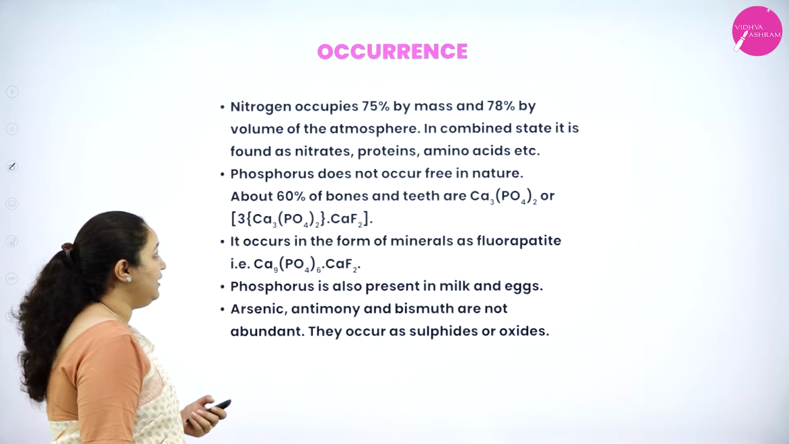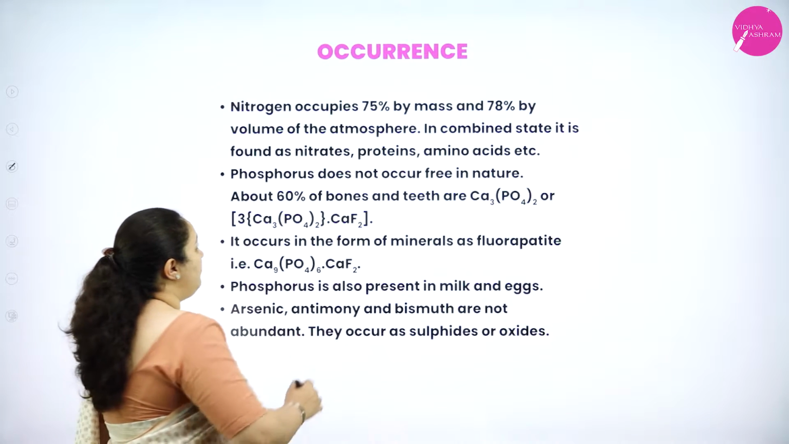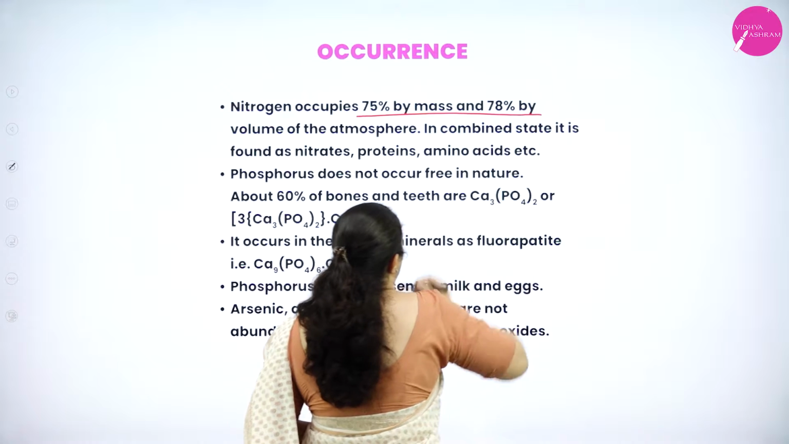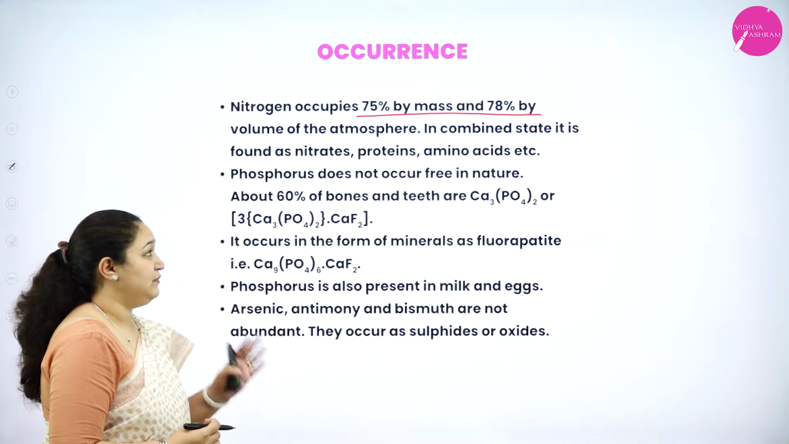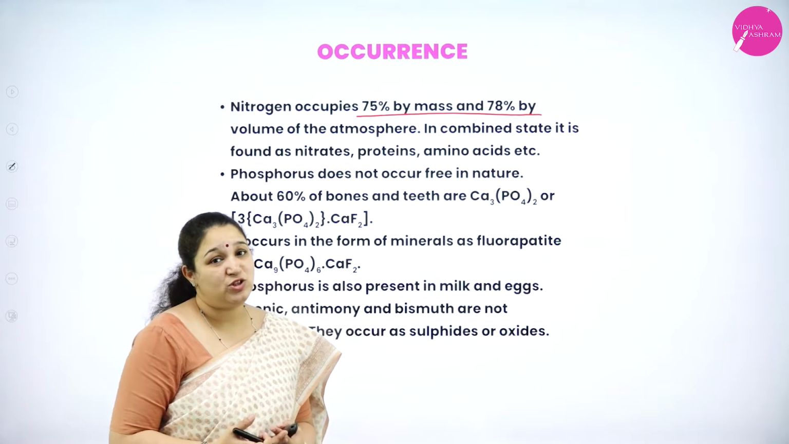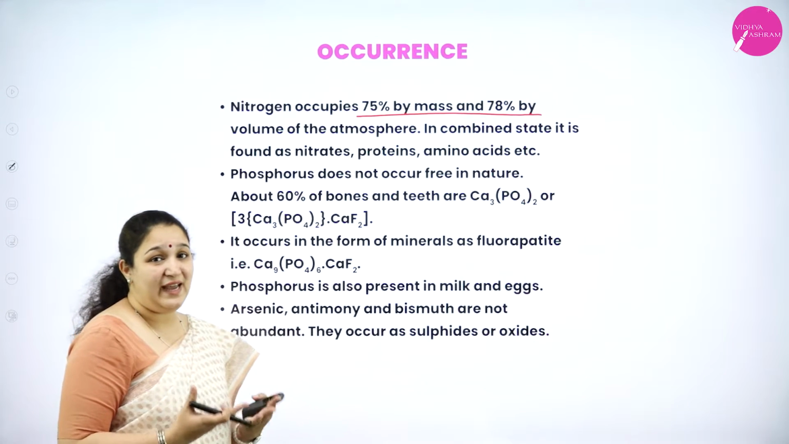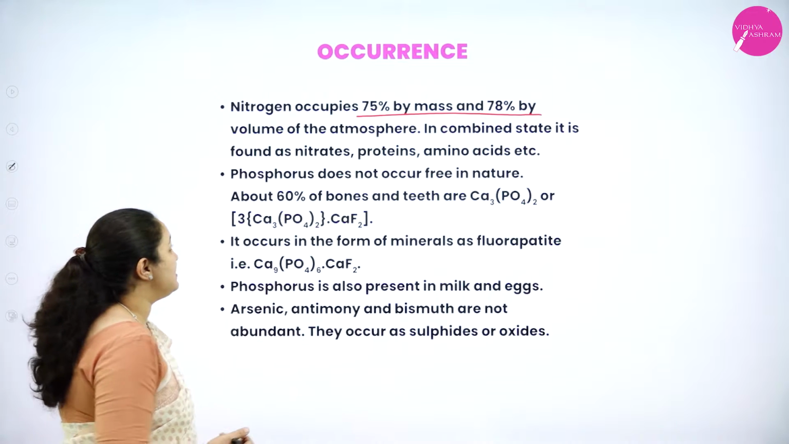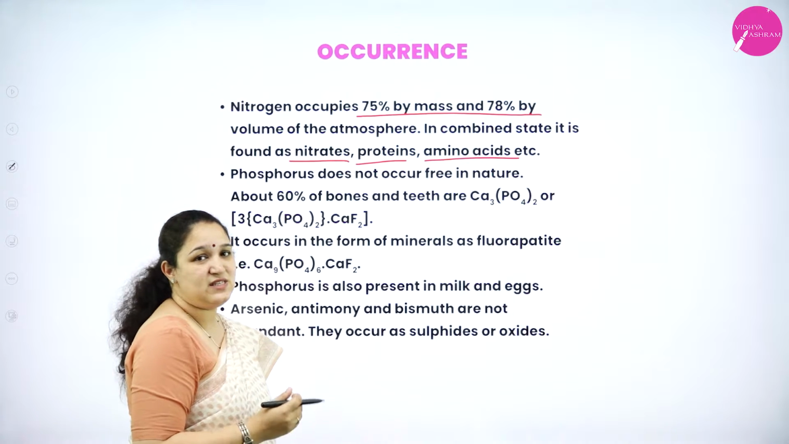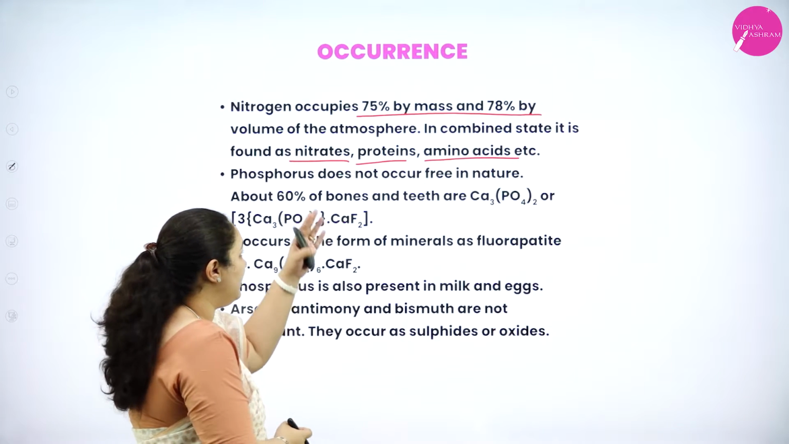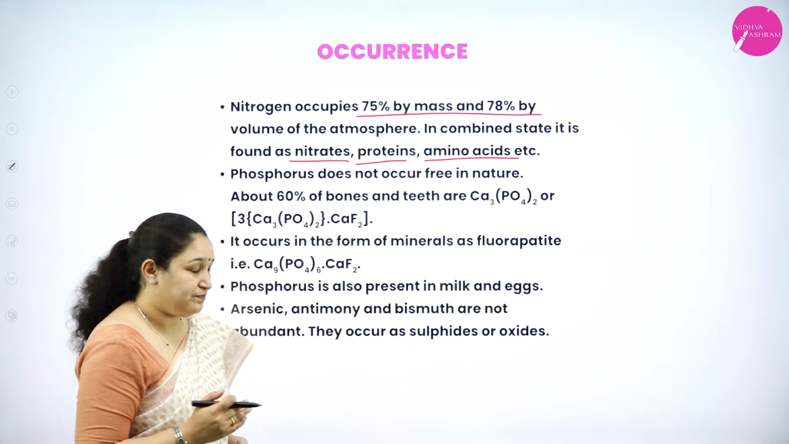Next, what are we going to study? It's about the occurrence. Nitrogen occupies 75% by mass and 78% by volume of the atmosphere. We know that nitrogen is the most abundant gas, almost 78%. In the combined state it is found as nitrates, proteins, amino acids, etc. We have studied proteins and amino acids in the biomolecules chapter, isn't it?